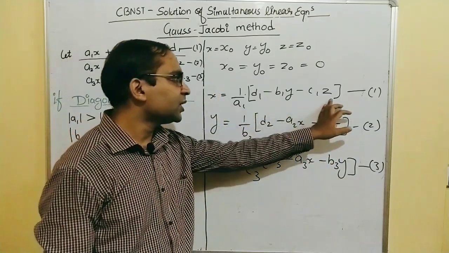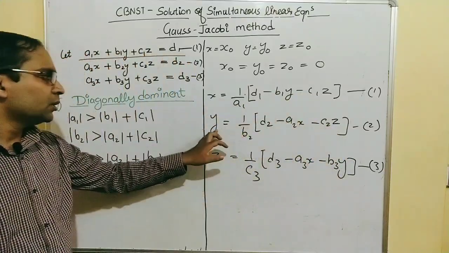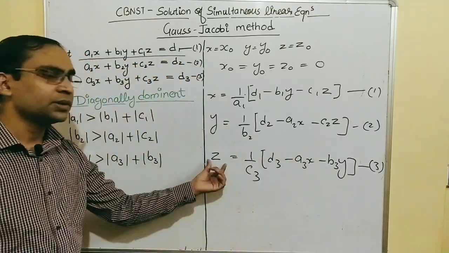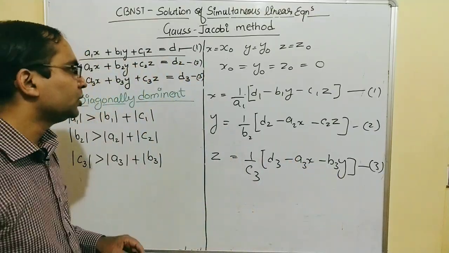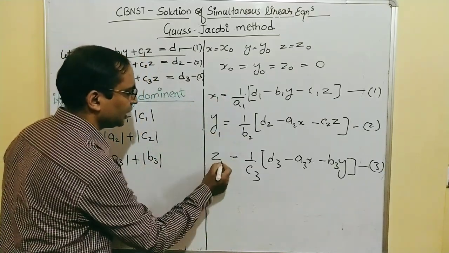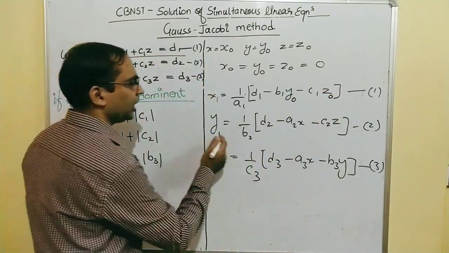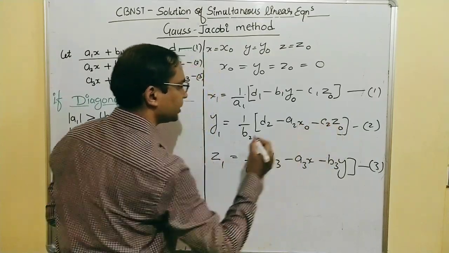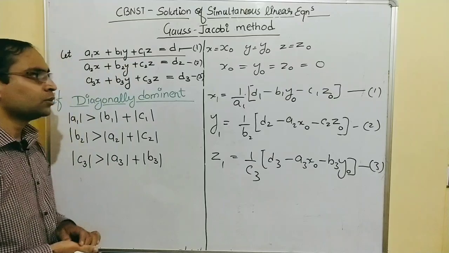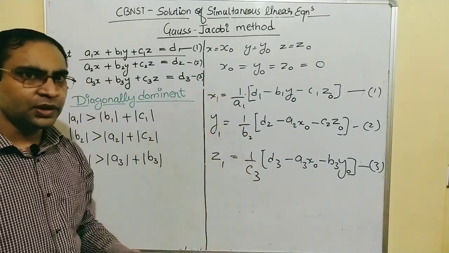So y1, z1 will give us x2, x1, z1 will give us y2, x1 and y1 will give us z2. Let me show you how this will be working. To achieve x1, y1 and z1, we'll have to substitute y0, z0. To get y1 we need to substitute x0, z0. To get z1 we need to substitute x0, y0. So these three equations will give us x1, y1 and z1. So this will be our first iteration.